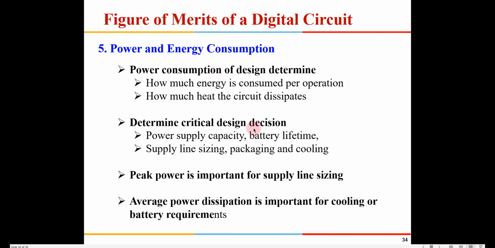And this power and energy, we already discussed a lot about these things. It is a very important figure of merit, because power consumption determines how much heat is dissipated in the circuit, what the power supply capacity should be, and the size of the metal lines which bring VDD to the devices also depends on the power consumed by the circuit. So average power dissipation is one of the important figures of merit.